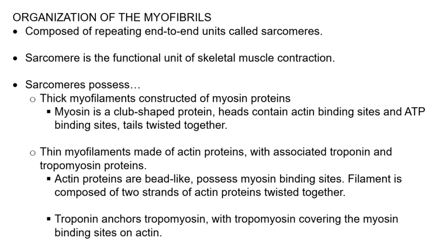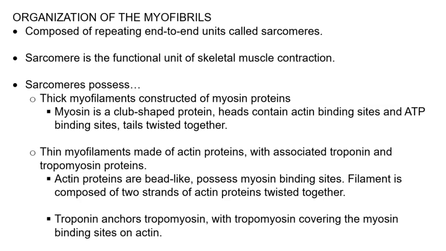The thick myofilaments are constructed from a protein called myosin. Myosin is a club-shaped protein with the myosin heads containing binding sites for both actin and ATP. The tails of the myosin proteins are twisted together, and then many of those myosin proteins are bundled together to form the thick myofilament.